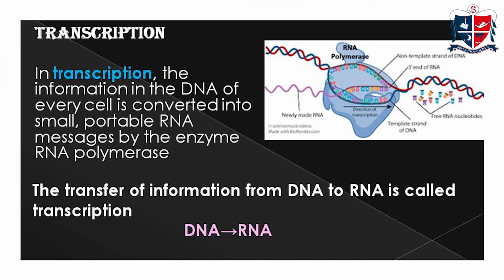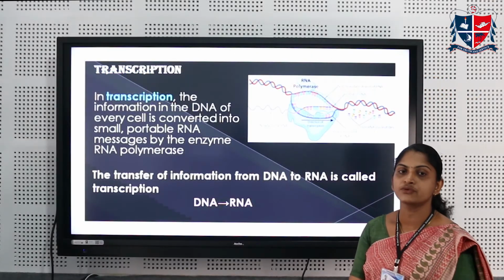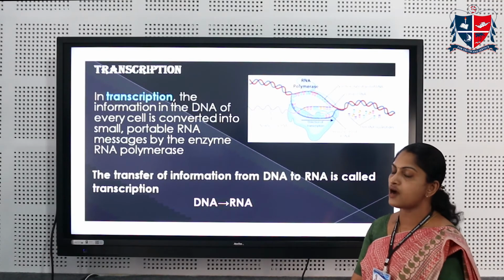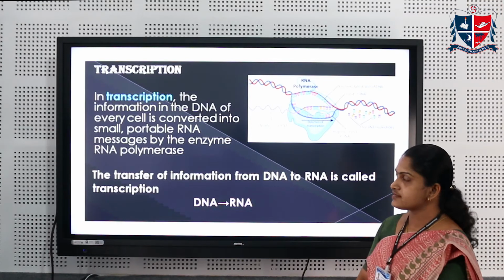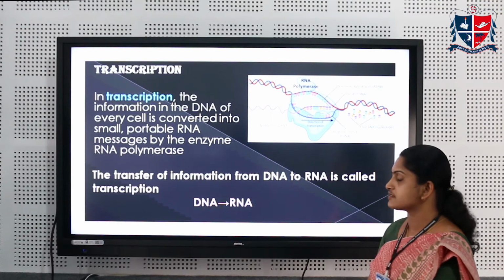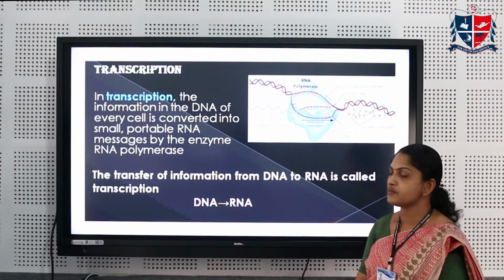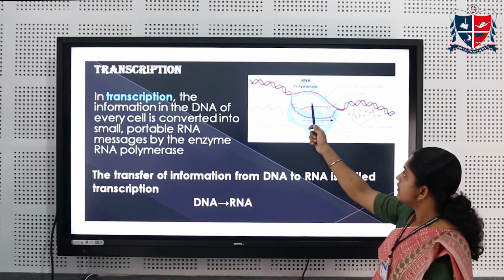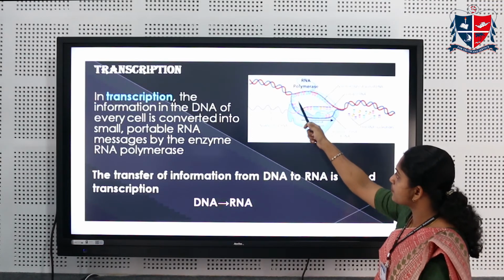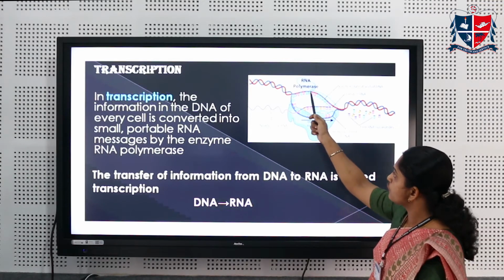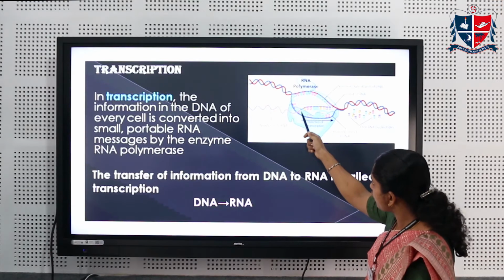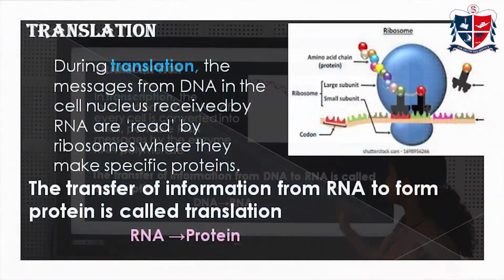In transcription, the information in the DNA in every cell is converted into small portable RNA messages by the enzyme RNA polymerase. So we can simply say that transcription is the transfer of information from DNA to RNA. And in this image, you can see the blue color is the RNA polymerase enzyme, which helps in the transcription of double-stranded DNA and forms a new mRNA.